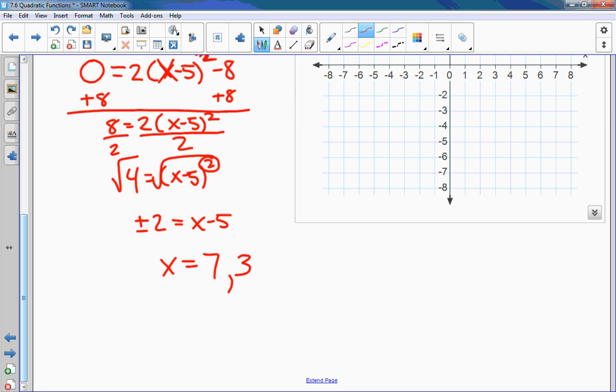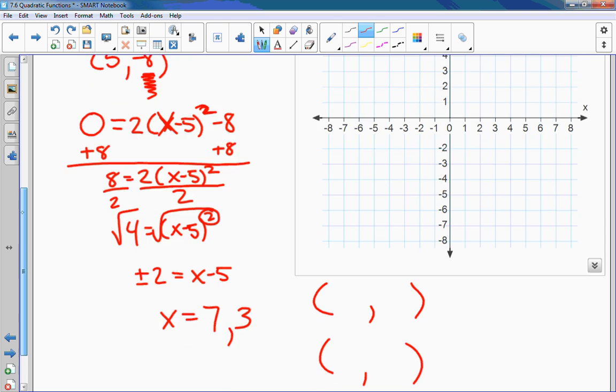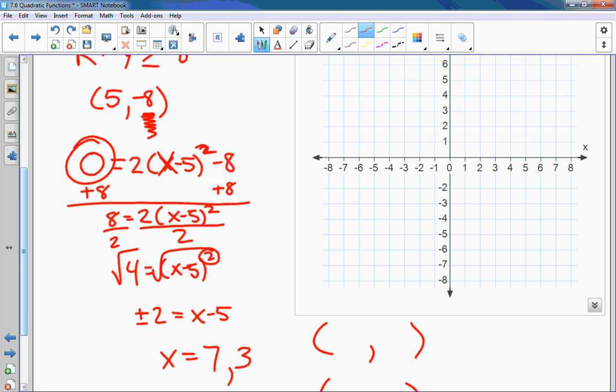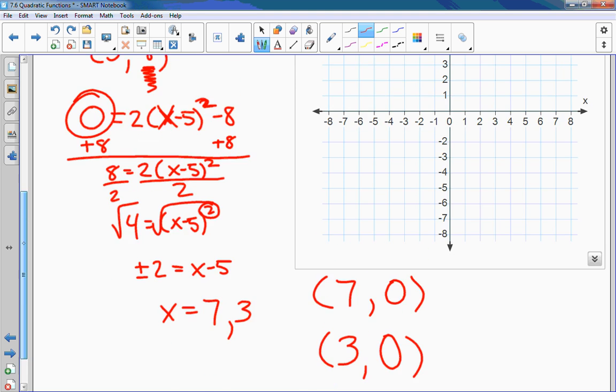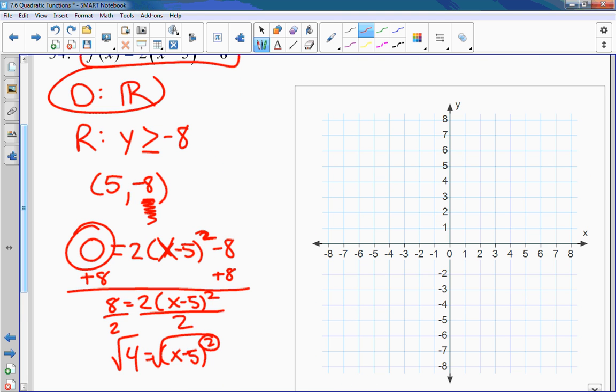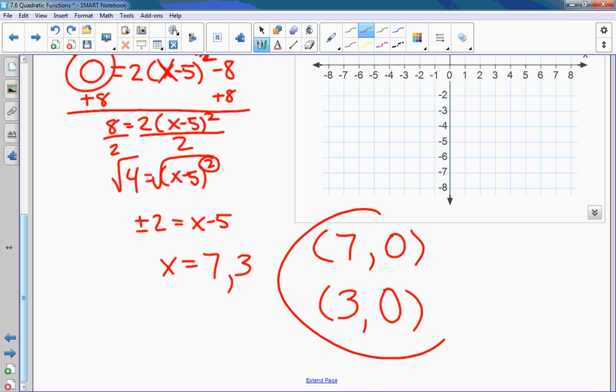But remember, the x-intercepts are points. Therefore, we need an x value and a y value. Well, what's the y value going to be? Since it's an x-intercept, it crosses the x-axis. Therefore, the y value is 0. And the x values, 7 and 3. We just found the domain, the range, and the zeros, or x-intercepts.